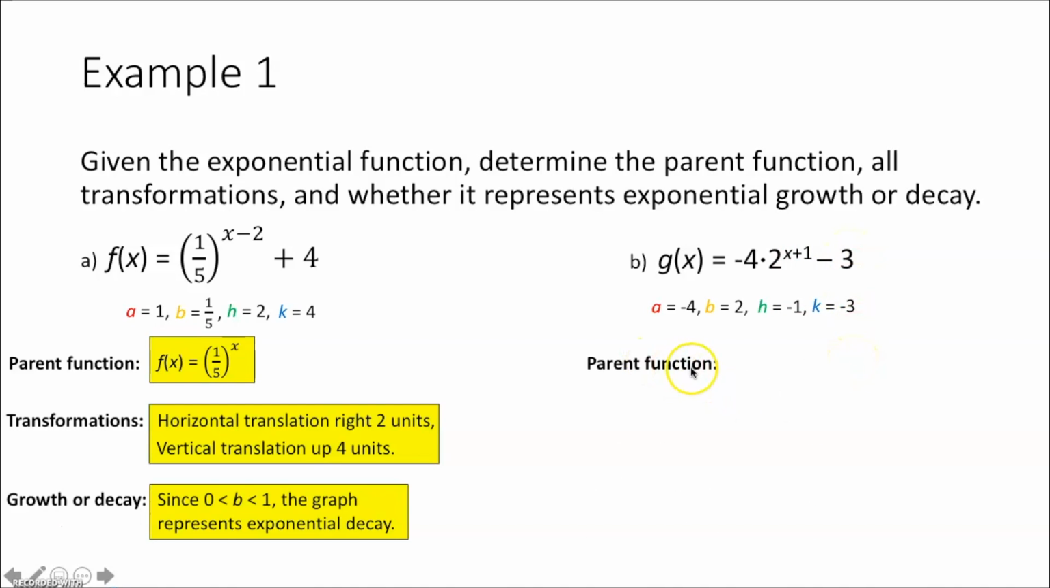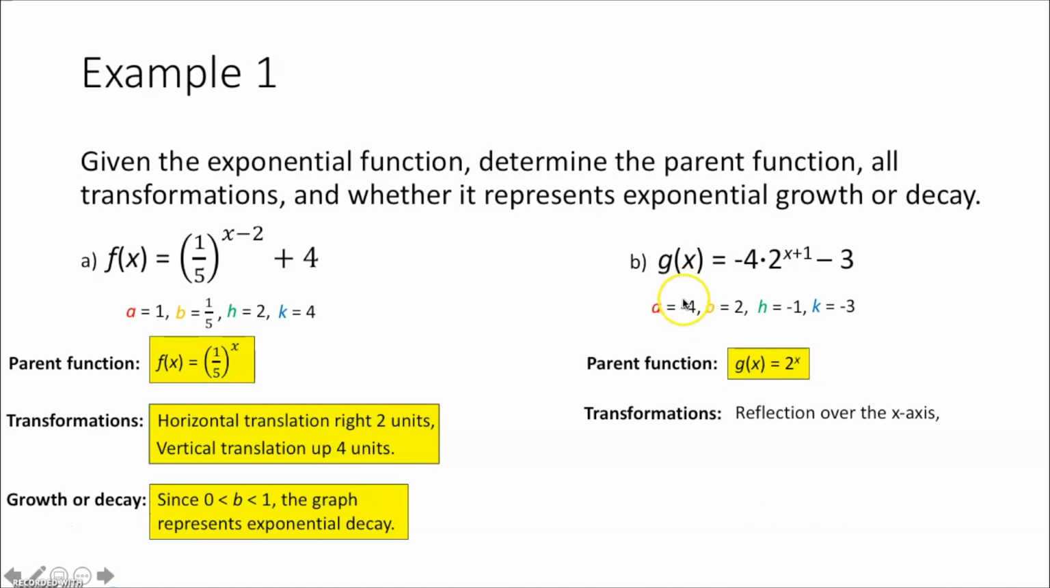What's the parent function? Take away your A value, your H value, and your K value. What do you get? G of x is equal to 2 to the x power. That's your parent function. Next, transformations. So we start with our A value. Is it positive or negative? It's negative. That means it's going to be a reflection over the x-axis.